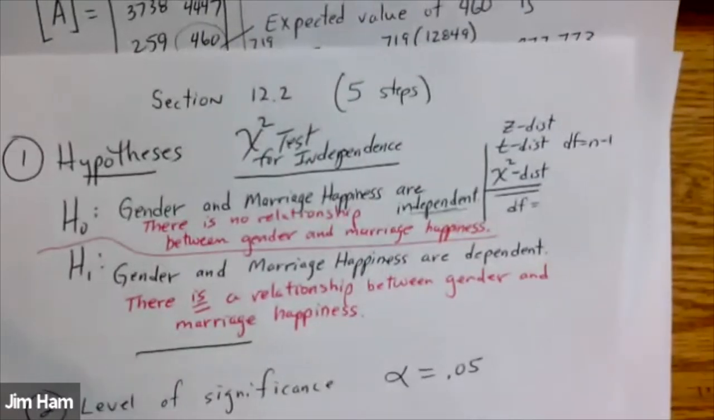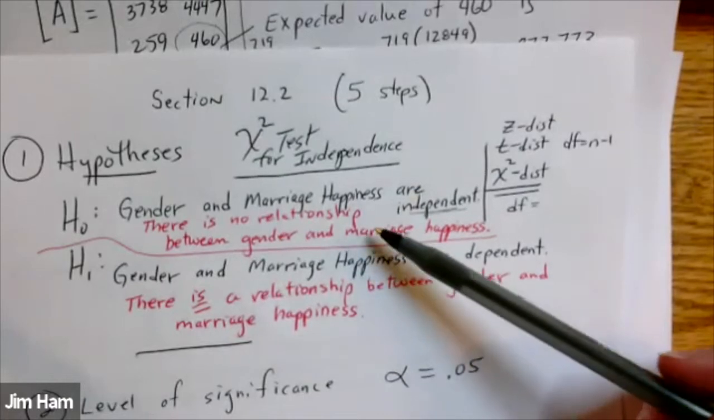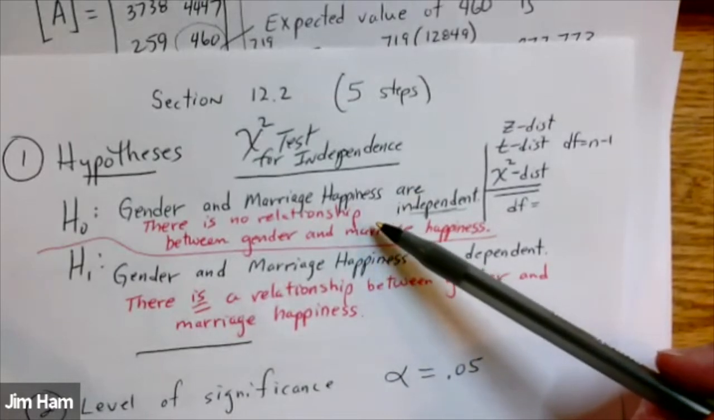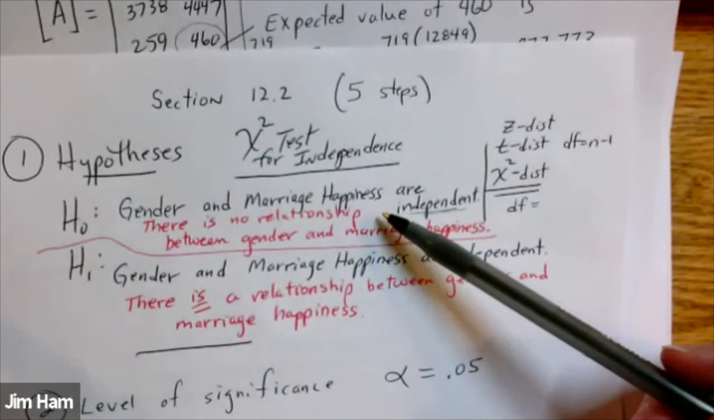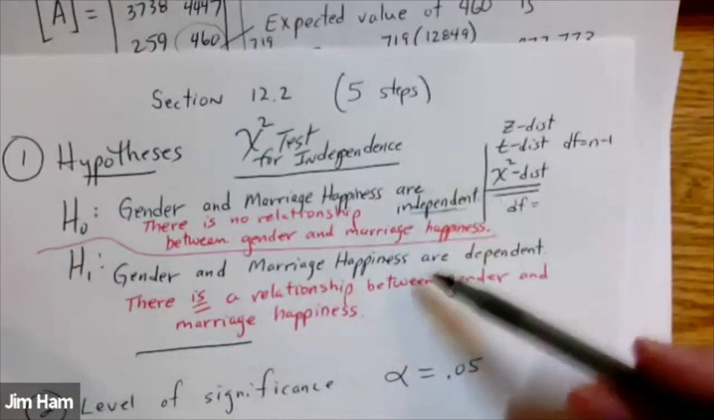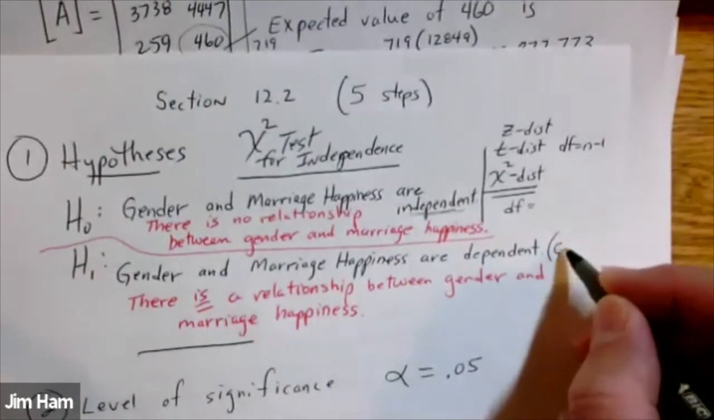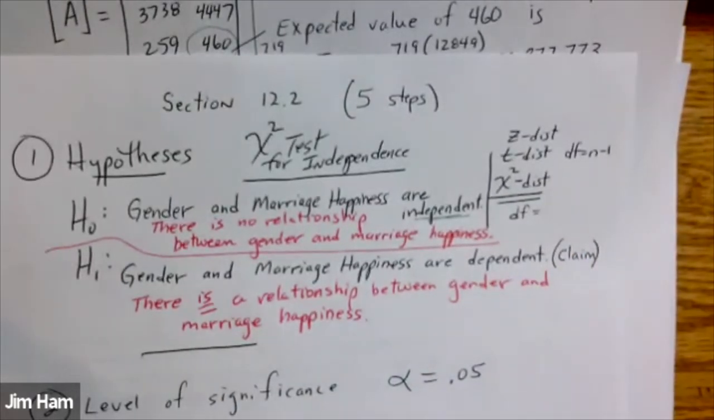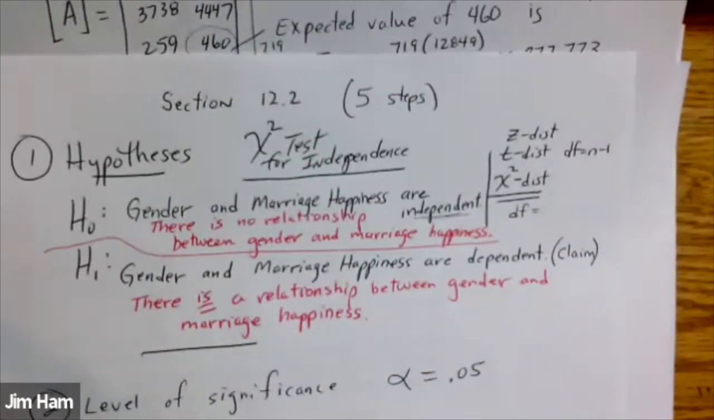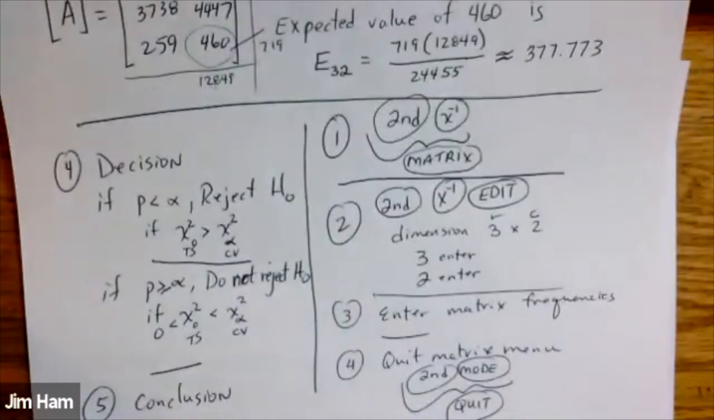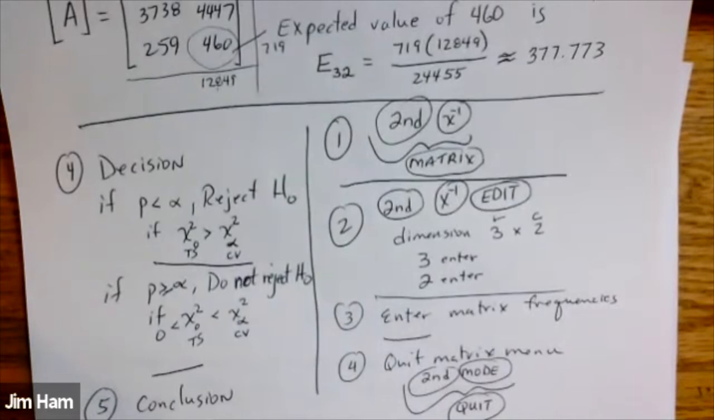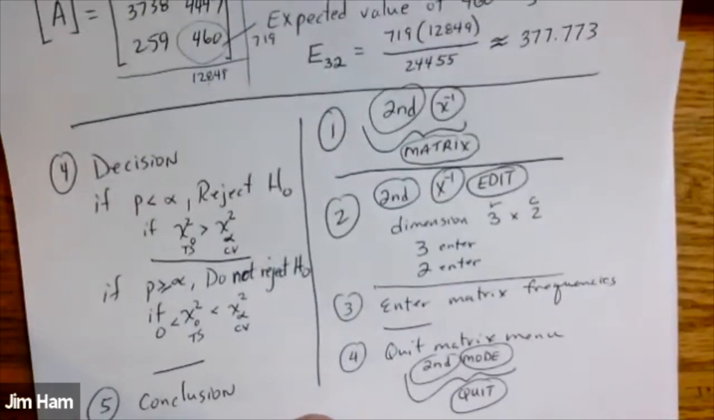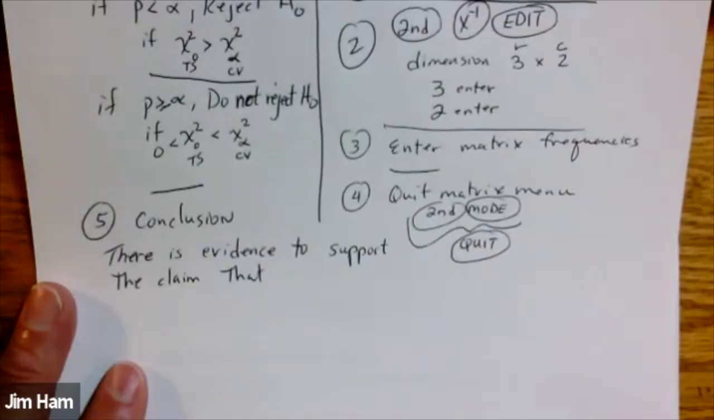I didn't write it here, but as we've done in the past, it helps us to write the conclusion if we put the claim next. Most of the time, the claim is going to be in the alternative hypothesis, the research hypothesis. In this case, we want to show that there's a difference between men and women as to how they would respond to a question about marriage happiness. Since I put the claim in the alternative, we're going to say there is evidence to support the claim.